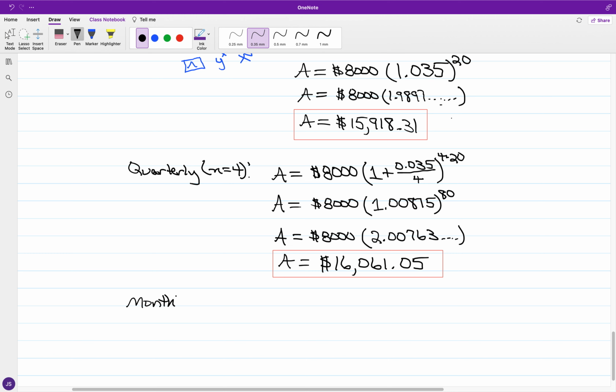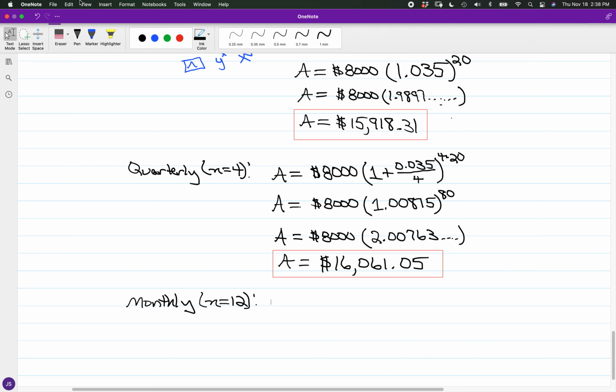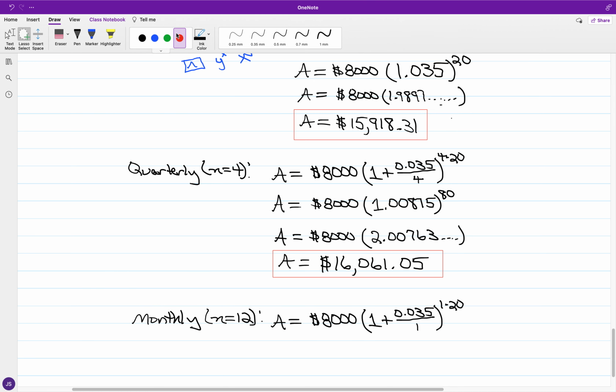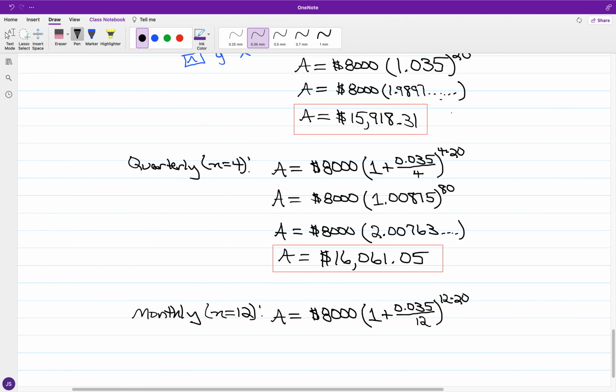And then increasing the frequency, going from annual to quarterly to monthly compounding. And so the n value again is going to be 12. There will be some things going on counter to each other. The sum is going to be getting smaller, while the exponent is going to be getting larger.